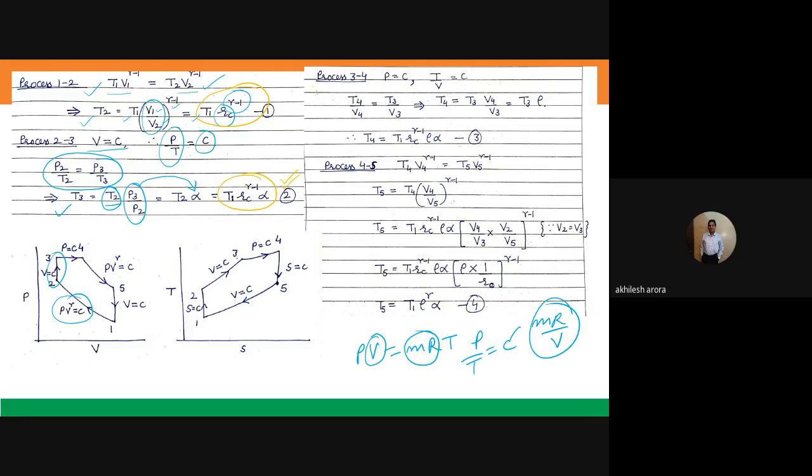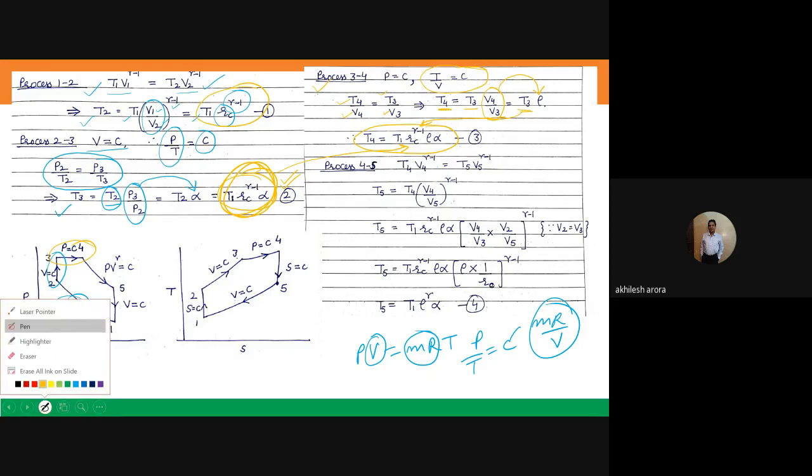Then we can go for the process 3 to 4. This is the process 3 to 4 here, which is the constant pressure process, the heat supply process at constant pressure. So from here we get T by V is equal to constant. So we calculate the value of T4 by V4 is equal to T3 by V3. So T4 comes out to be T3 times V4 by V3, and V4 by V3, as you know, we have written as cutoff ratio rho. And T3, this is the value of T3, as you can see from here. This we can put here. So it will be equal to T1 RC raised to power gamma minus 1 into rho into alpha. So this is the value of T4.